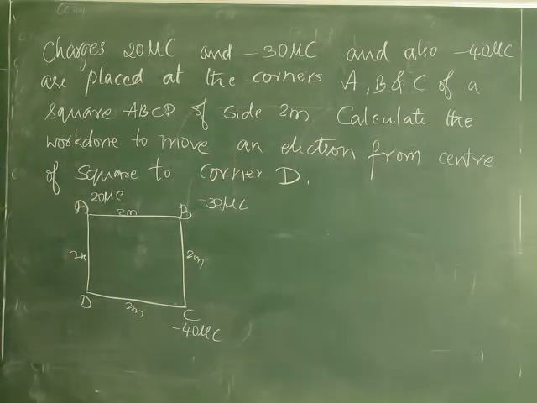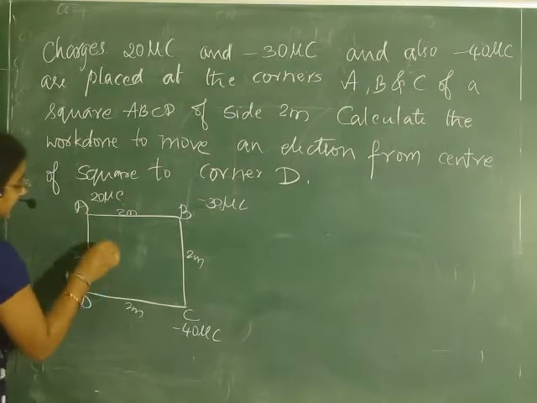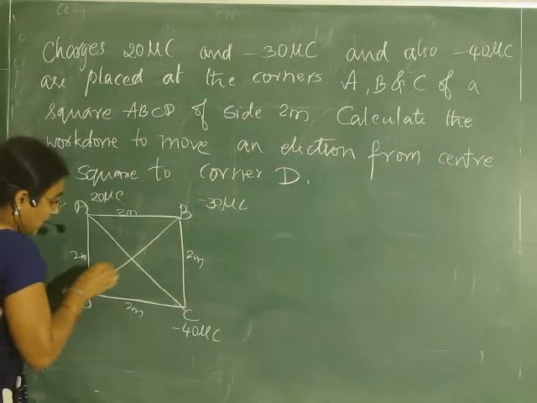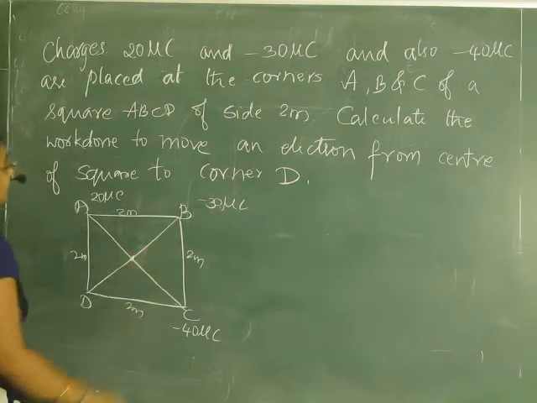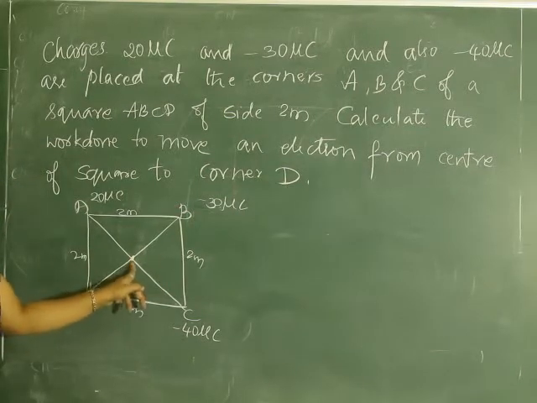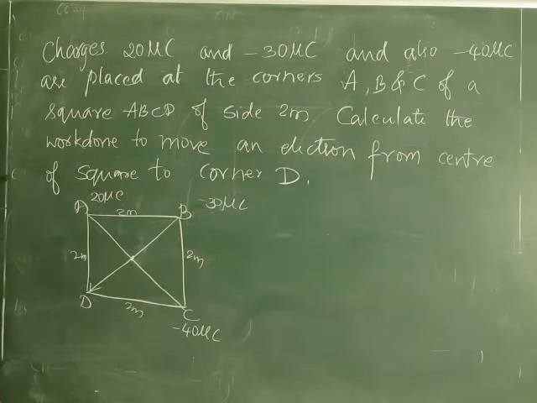Calculate the work done to move the electron from the center. Okay, so to draw the center, we'll draw a diagonal. From the center you have to move to the corner D. You have to move the electron from center to D. What is the work done? How to calculate?